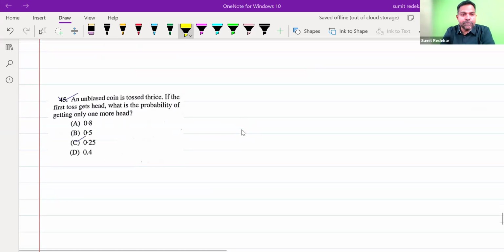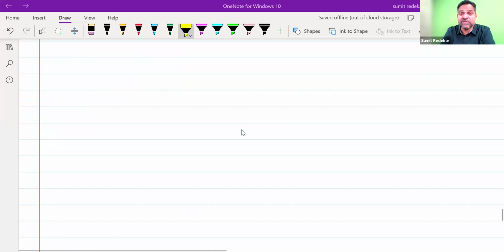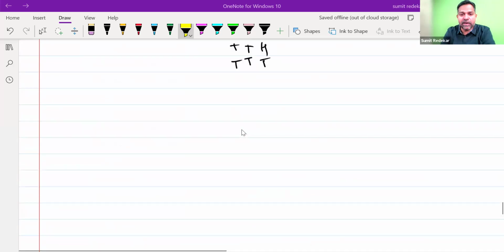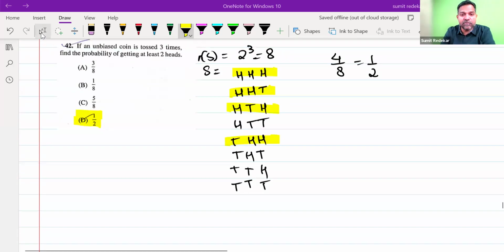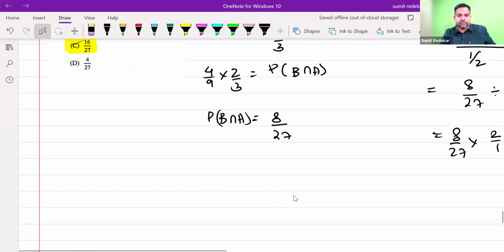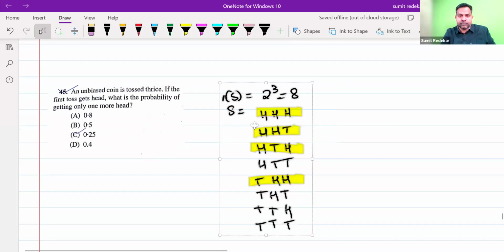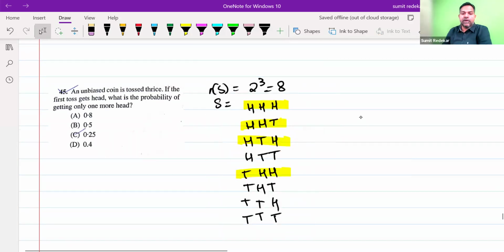Question number 45. An unbiased coin is tossed thrice. Well, we just did this question. When you toss an unbiased coin 3 times, this is what you get. If an unbiased coin is tossed 3 times, this is what you get. If the first toss gets a head, what is the probability of getting one more head?